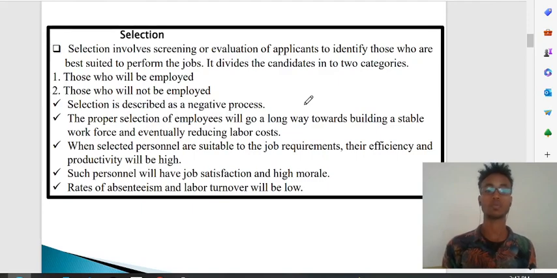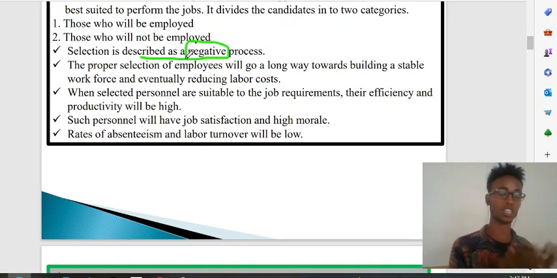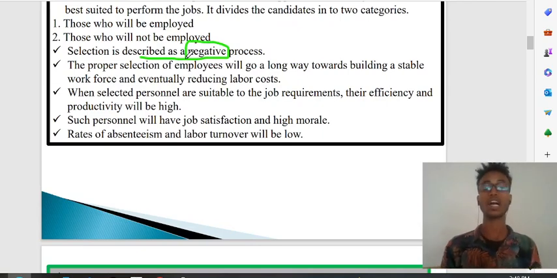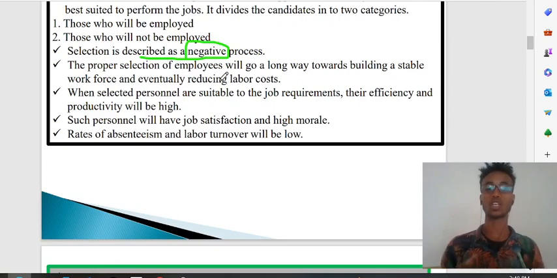Categories of candidates: selection is described as a negative process, whereas in the case of recruitment it is a positive process. Here selection is described as a negative process. The proper selection of employees will go a long way toward building a stable workforce and eventually reduce labor cost.